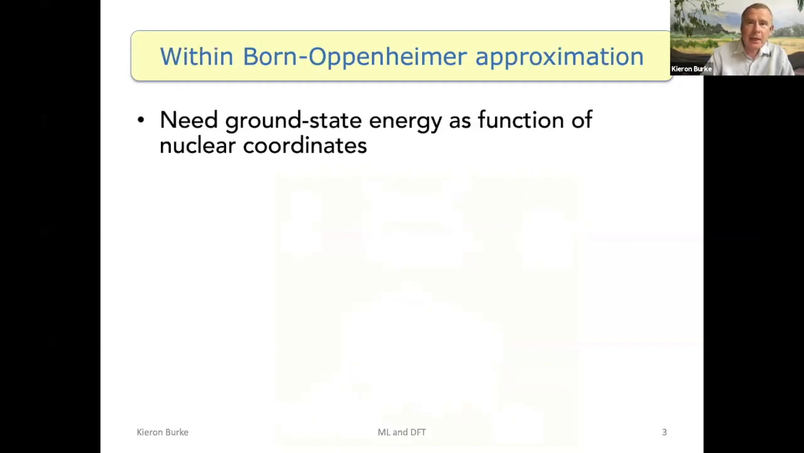Okay, and so throughout the talk, I'll make the Born-Oppenheimer approximation, separate the electrons from the nuclei. And our basic task is to find the ground state energy as a function of the nuclear coordinates. If you think about the purpose of 99% maybe of electronic structure calculations, that's what they're doing. That's what you extract from the calculation.